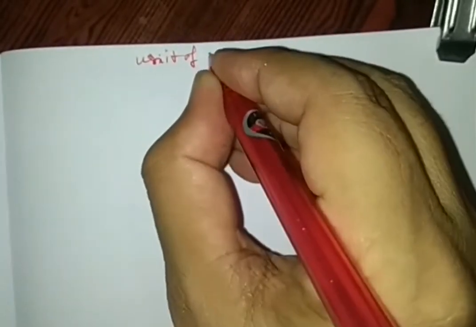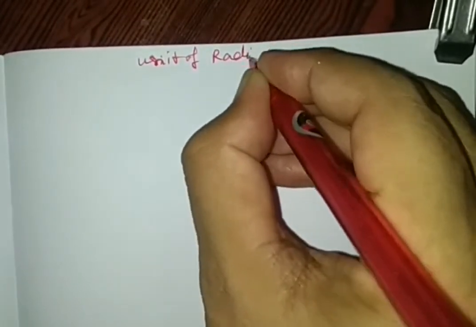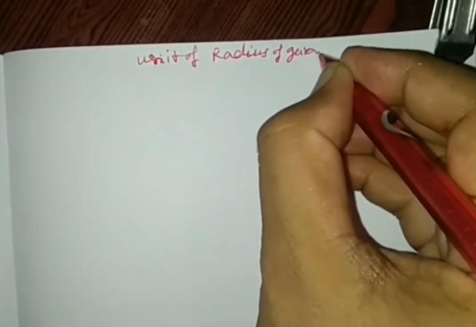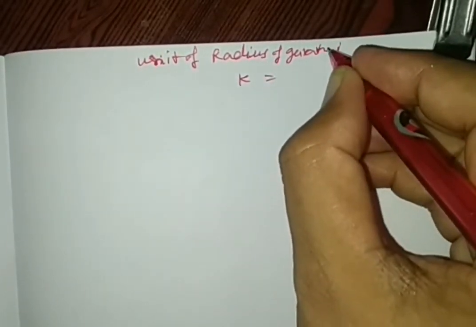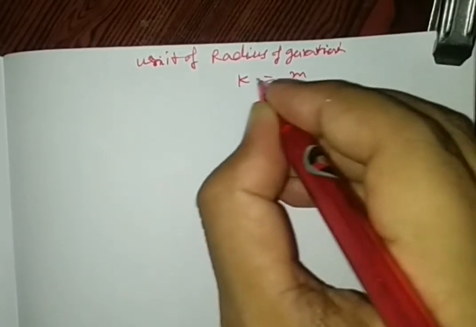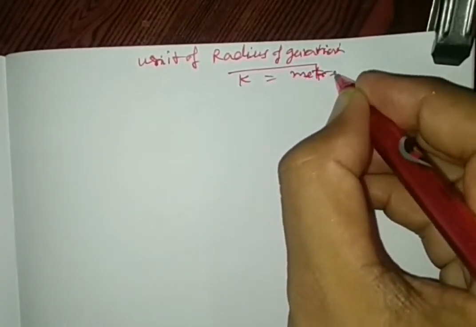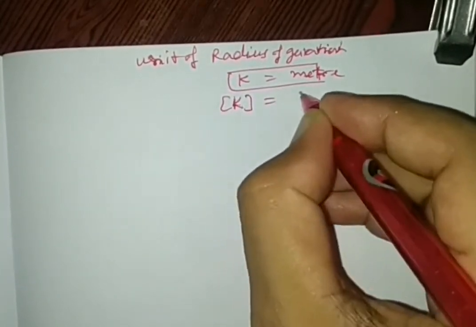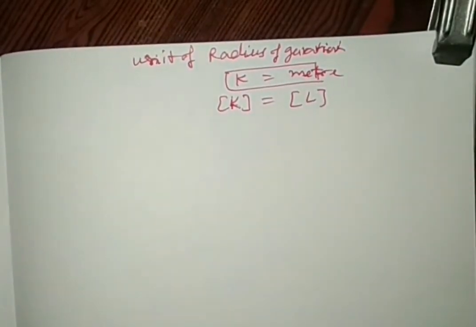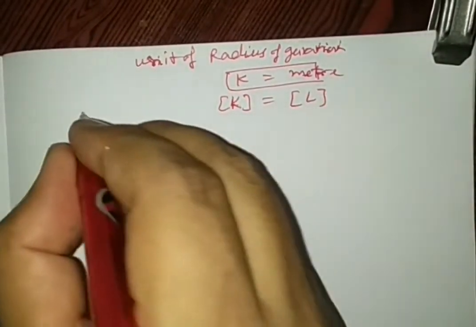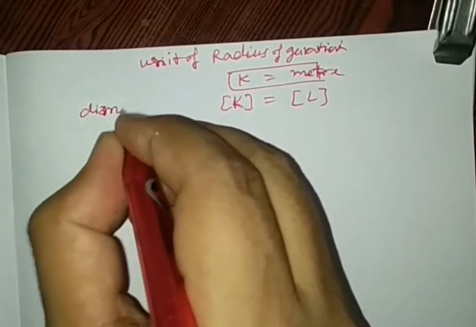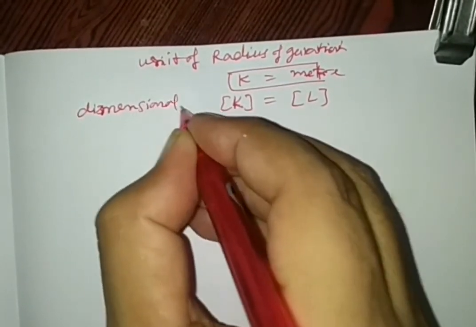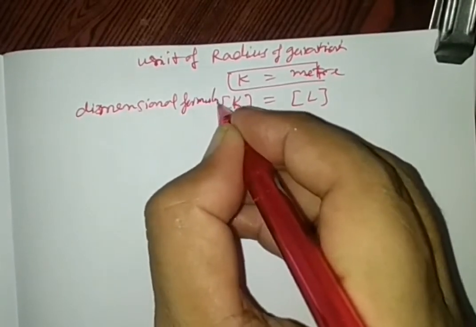The unit of radius of gyration k is given in meter. The dimensional formula of k is L.